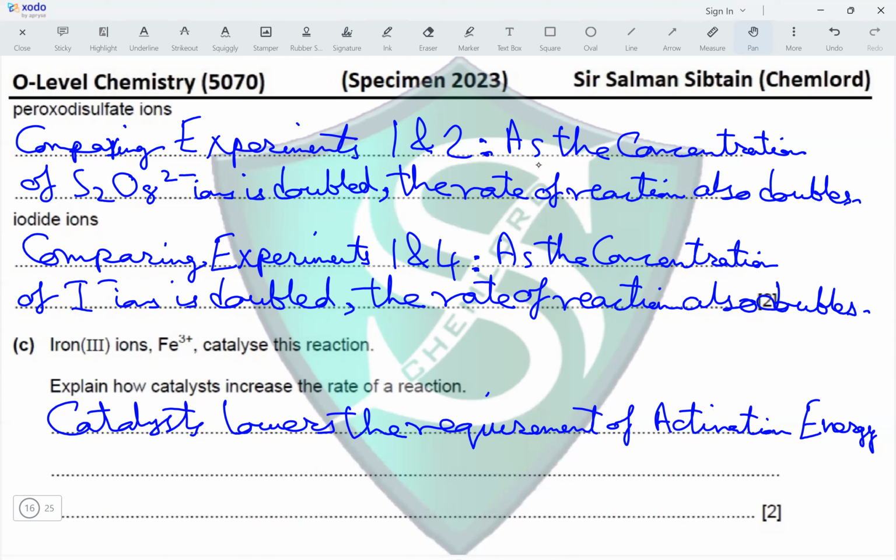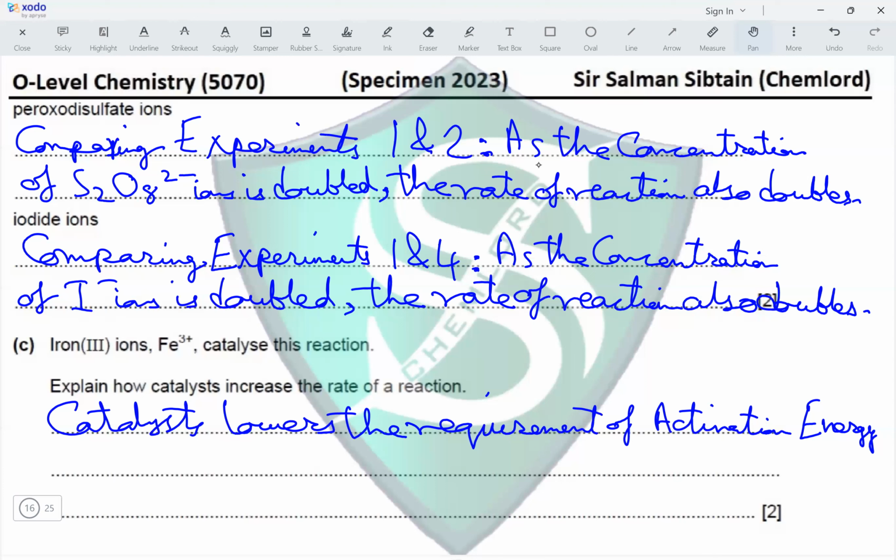So, here we have ions in solution. So, ions in solution are colliding with each other, right? And the collisions are effective as well as ineffective. So the effective collisions result in product formation, whereas ineffective collisions do not result in anything. So by lowering the activation energy requirement, the number of effective collisions is increasing.